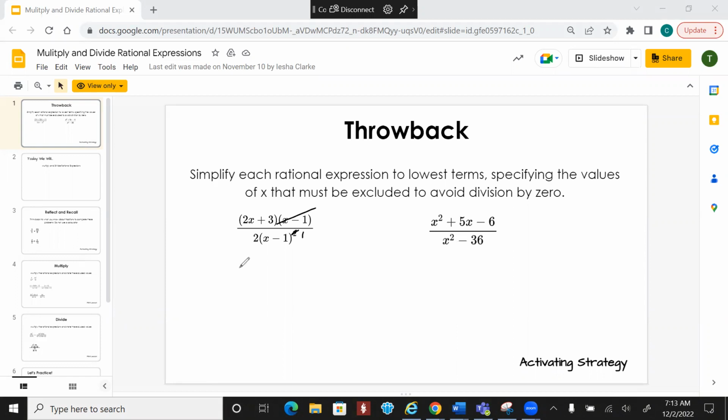Okay, I'm going to rewrite this as 2x plus 3 over 2 times x minus 1. Now, when they say state excluded values, that means any holes or vertical asymptotes must be defined. So we can say x cannot equal 1, because that would be the solution to the denominator, right? And that's it. Okay, are there any questions on that?